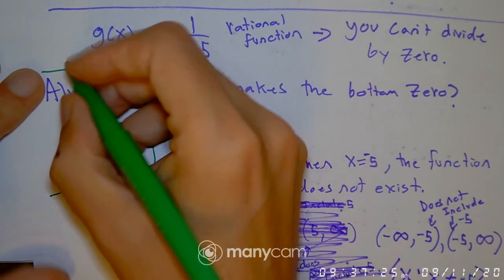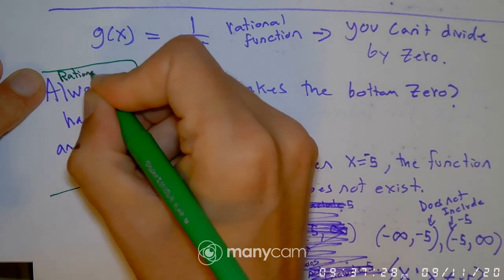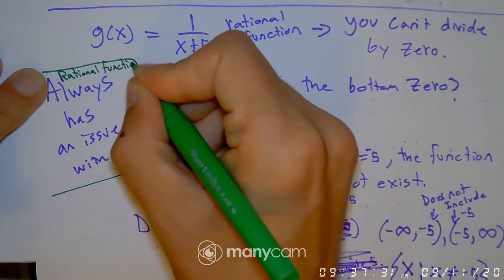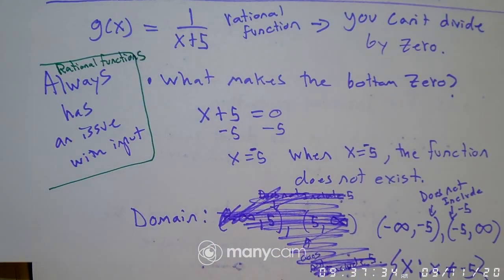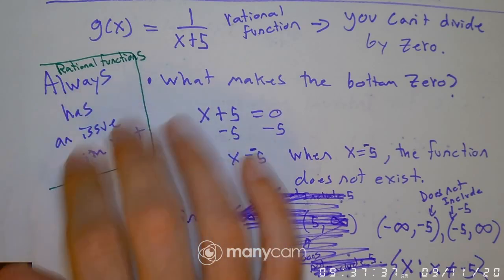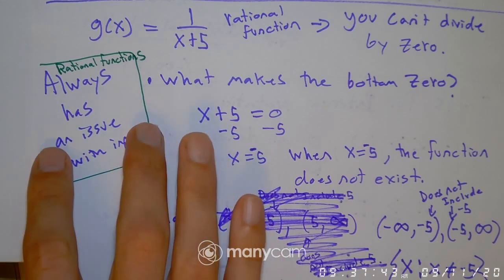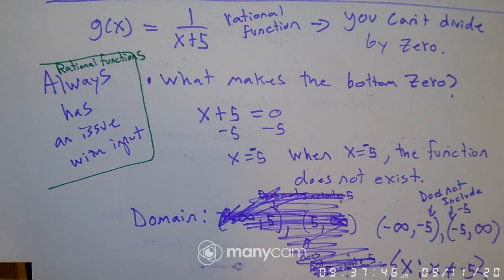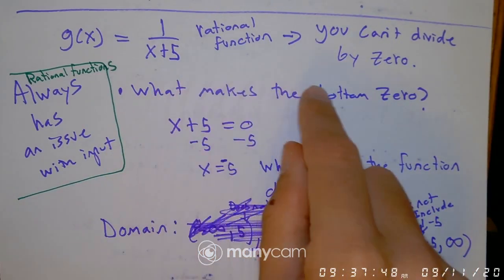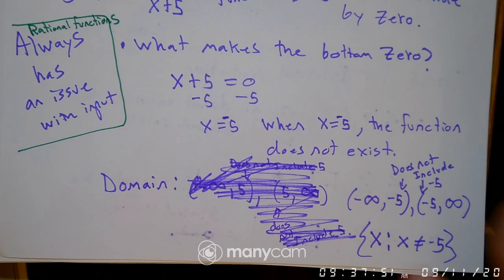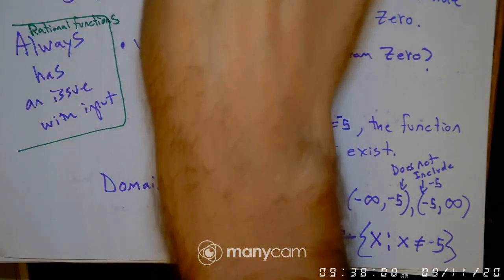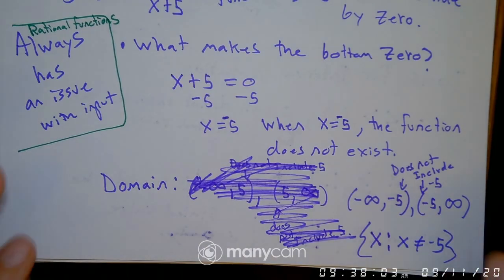Okay, so rational functions. Rational functions always have an issue. So if you're taking AVID notes, I would put that in the margin. If I had a nice margin for AVID notes, I would write, hey, rational functions always have an issue with the input. You always have to check what makes the bottom 0, because rational functions will always have an asymptote. I think you guys learned about asymptotes, but I'll get to that when we get there. Okay. All right. There's one more.